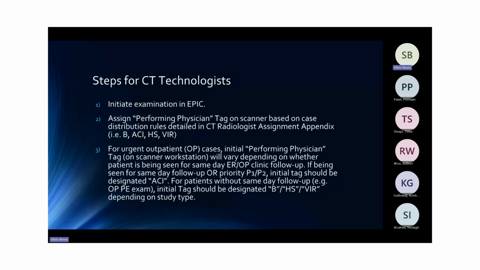So once the case is started in Epic, when assigning that performing physician tag on the scanner, and again, just to highlight, it's the performing physician tag that you're setting on the scanner, instead of assigning to a specific numbered B list going forward after this go live, which is going to be next Monday, October 7th, that performing physician tag will be set as just B, the designation letter B, without any specific number.